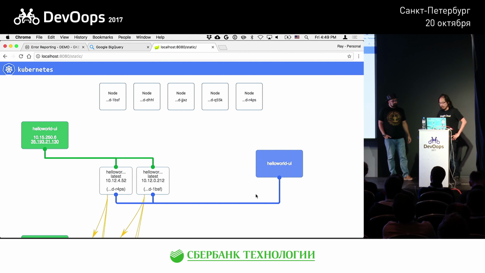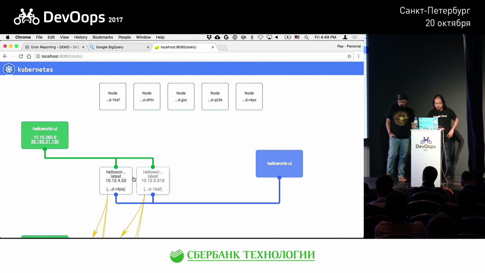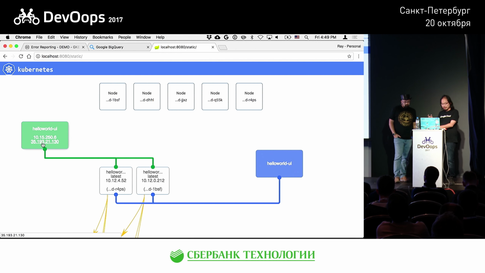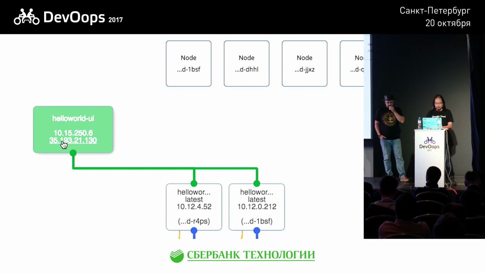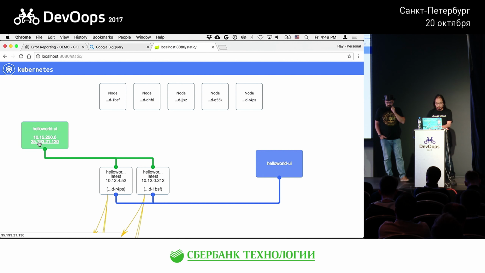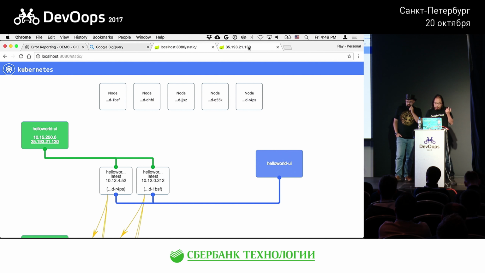And from here, we can also see the deployments. If you are familiar with Kubernetes, you can see we have 2 backends here. The green box is a service that's a load balancer. And we expose the front end with a public IP as well. So let's go take a look. It should work.